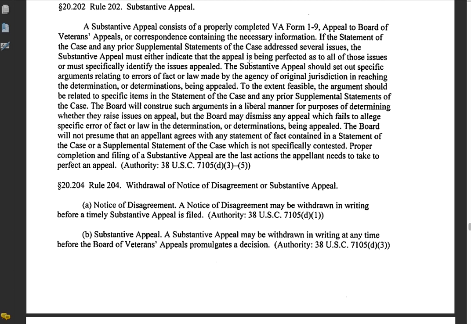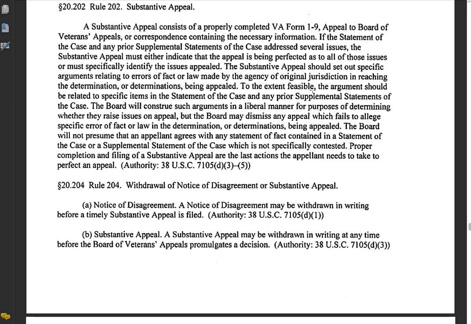What necessary information do you need? The substantive appeal should set out specific arguments relating to errors of fact or law made by the agency of original jurisdiction, the VA regional office, in reaching the determination or determinations being appealed. To the extent feasible, the argument should be related to specific items in the statement of the case and any prior supplemental statement of the case. That's important, to the extent feasible.